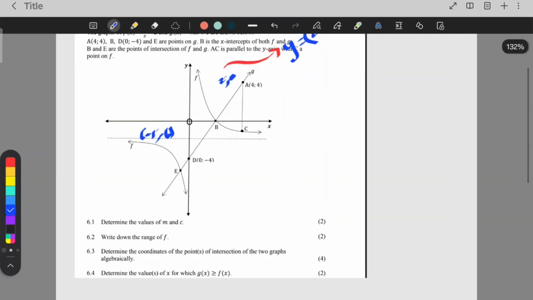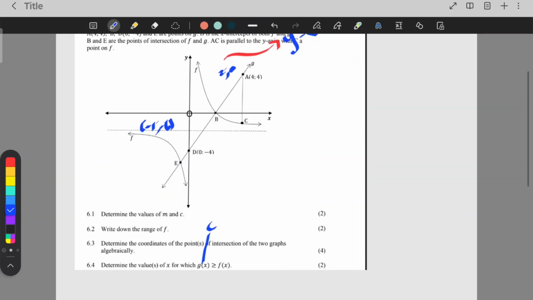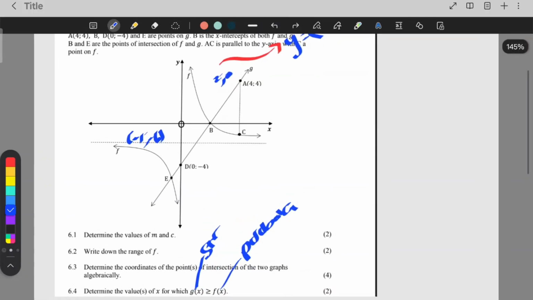Our next question says 6.4. Determine the values of x for which g of x is greater than f of x. So where is the straight line above? Greater than means above the parabola. Okay, that's the question, eh? Where is the straight line above the parabola? So when you have two functions like this in a question, we look at the points of intersection. So this is the point of intersection, let me circle, and this is the point of intersection.